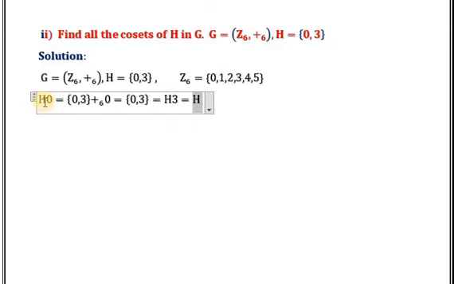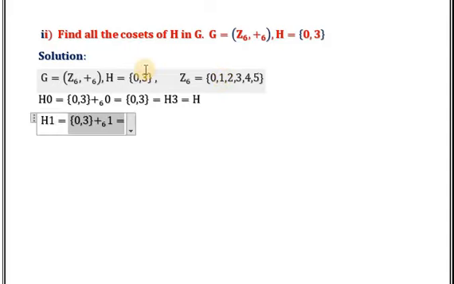These two sets, H0 and H3, are nothing but the set {0, 3}, that is H itself. Then for another coset, we operate with 1. H1 is equal to {0, 3} under modular addition 6 with 1, which is {1, 4}. Because when you add 1 to 0, it is 1, and 3 plus 1 is 4.